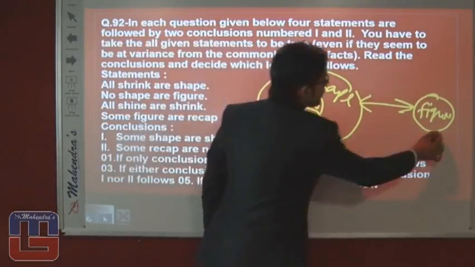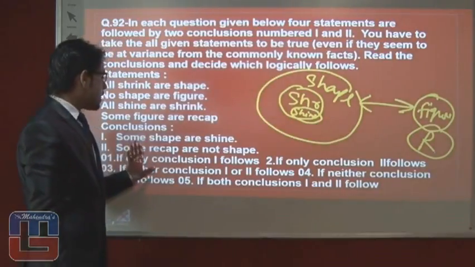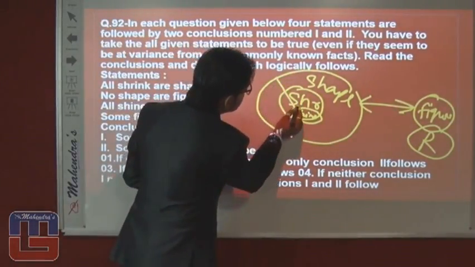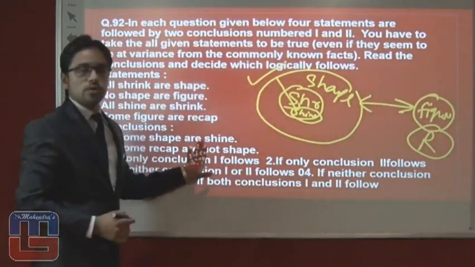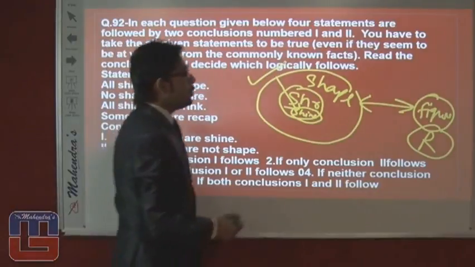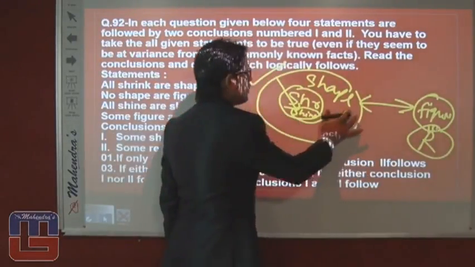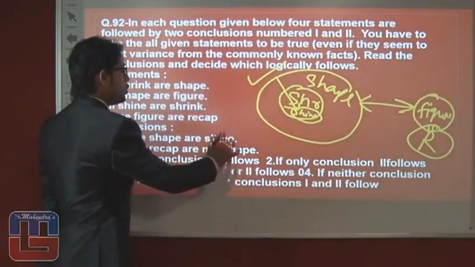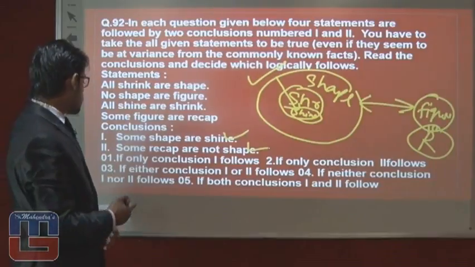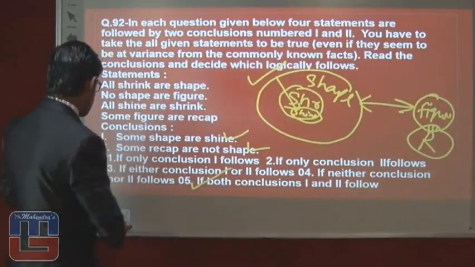First conclusion wants to know some shape are shine or not. You can easily conclude that some shape are shine. So first conclusion is true. Second conclusion is saying some recap are not shape. You can easily say that some recap are not shape. This conclusion also follows. So we can say that both conclusion first and second is the right answer of this question, which is written in option number 5. Let's move on towards the next question.